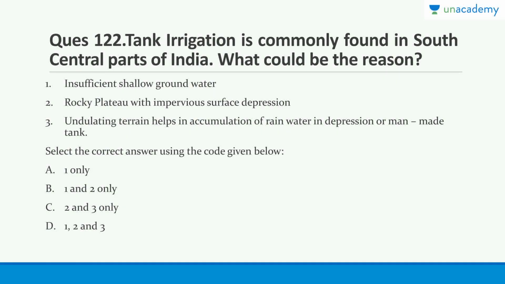122. Tank irrigation is commonly found in south central parts of India. What could be the reason? Basically there is insufficient shallow groundwater. This is correct. Rocky plateau has impervious surface depression. This is also correct. And undulating terrain helps in accumulation of rainwater in depressions or man-made tanks. So answer here is D, 1 to 3. All these statements are absolutely correct.